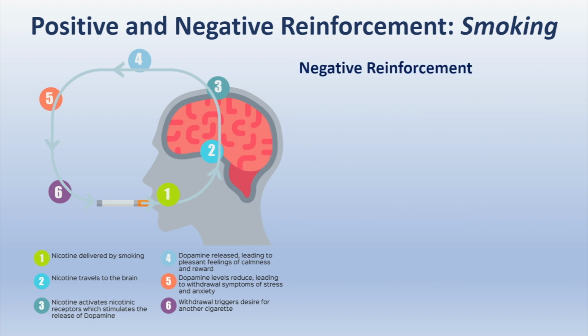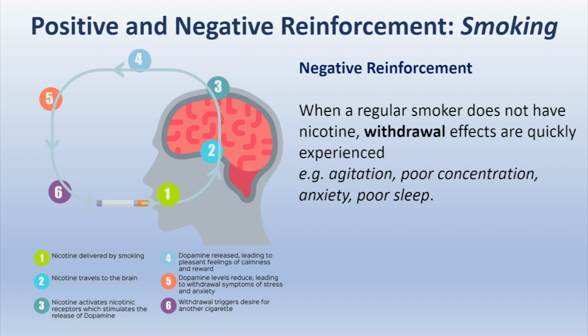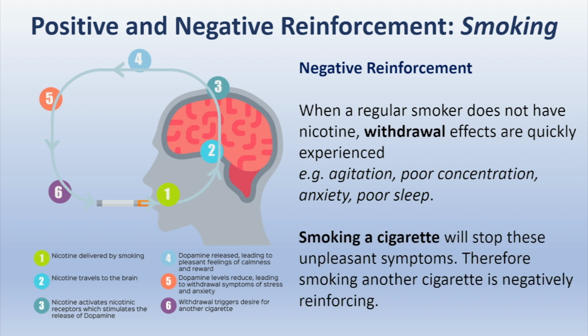Okay, next one. So negative reinforcement. We're still on the top of page 20, we've just got a few more little gaps to fill in. When a regular smoker doesn't have nicotine, withdrawal effects are quickly experienced. Some examples there: agitation, poor concentration, anxiety, and poor sleep. And therefore, smoking a cigarette will stop these symptoms, and therefore smoking another cigarette is negatively reinforcing.